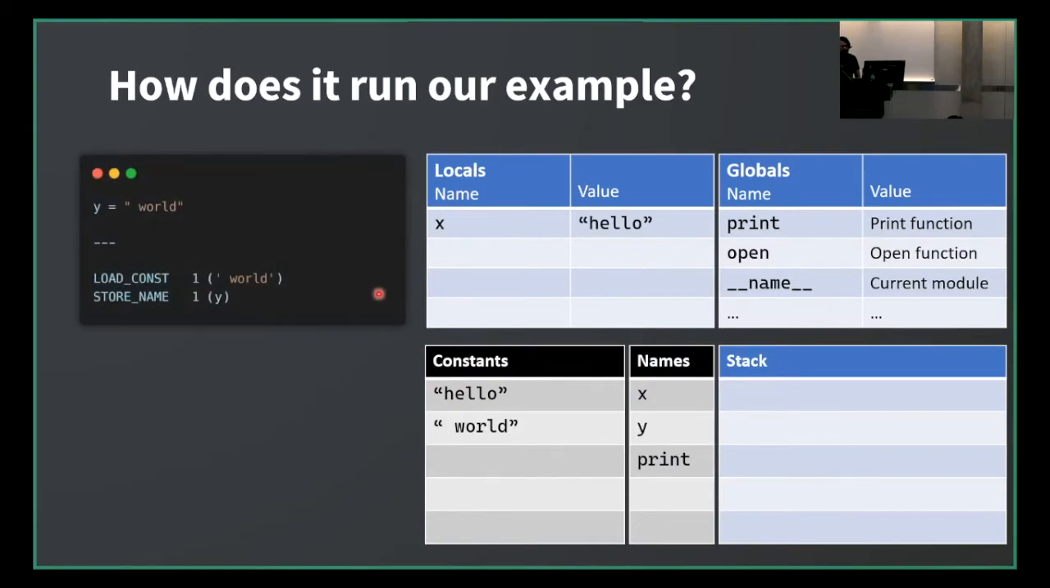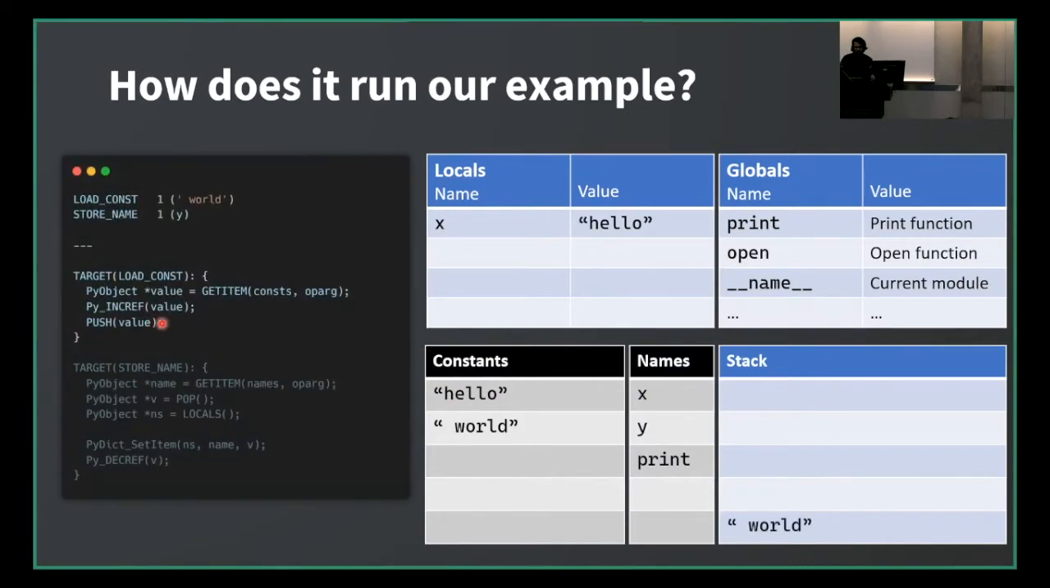If we look at the next piece of code, y equals world, that's going to be very similar. It's going to do a load const, which pushes world. If you look at the argument, this is the first constant. So if we look at our constant table, 0, 1, it pushes the first constant, which is world, onto the stack. Then when we do our store name, it's going to look at the first name, which is y. It's going to go to the locals again, and then set that name, y, to world. So now in our locals dictionary, we have x mapped to hello and y mapped to space world.